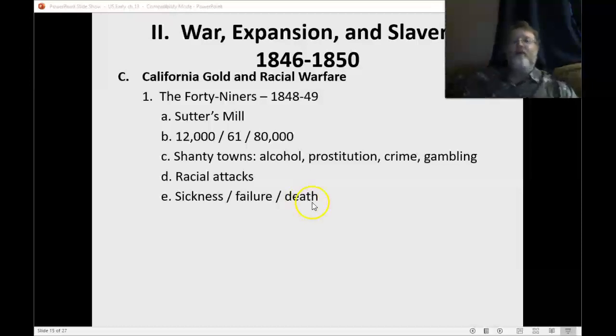Less than 15% actually got money and actually held on to their money. Most faced sickness, failure, death, and yeah, a miserable life.